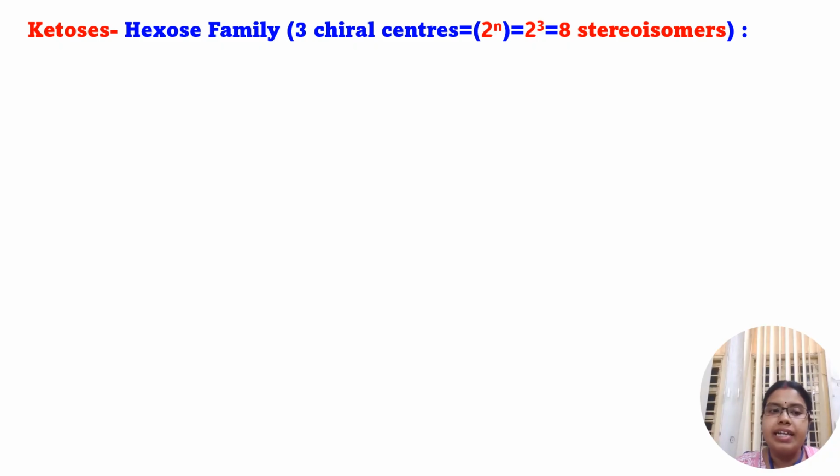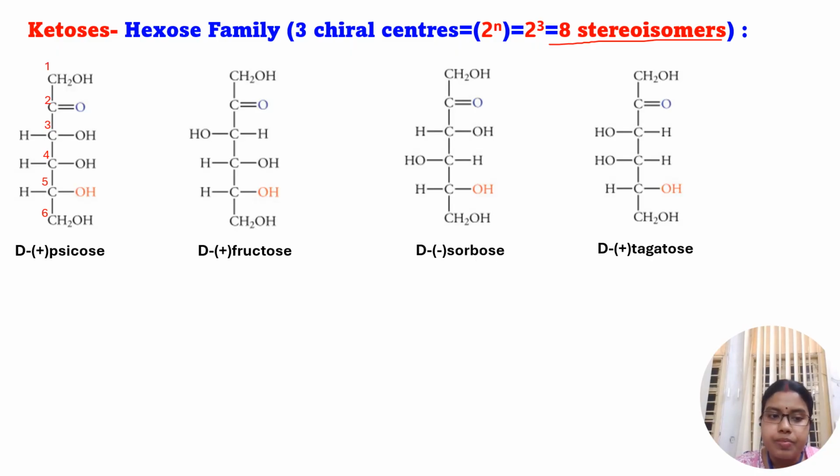Ketose means the keto group is there as the oxidized group, and it is under the ketose family. Again, we can get the hexose family, and in the case of ketohexose, the number of chiral centers is 3. So ultimately, we will get a total of 8 isomers for the ketohexose family. The first one is psicose, then fructose, sorbose and tagatose.